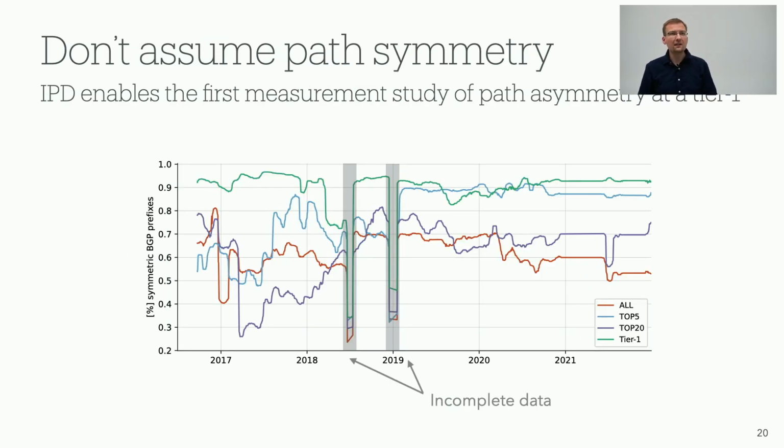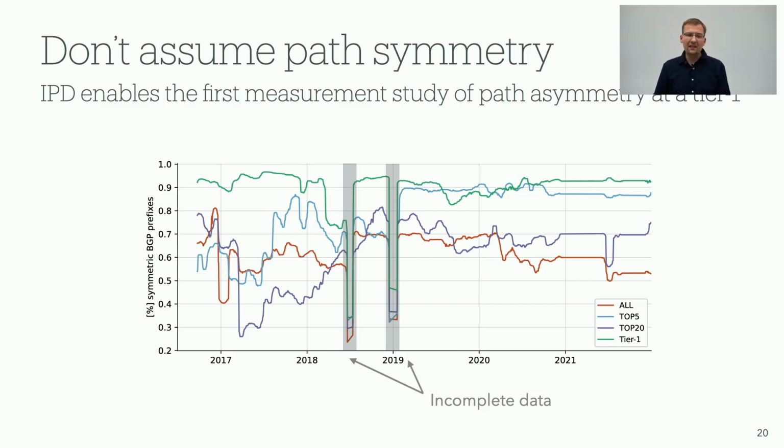Now, a second interesting perspective on the ingress point detection is that it enables us to run the first measurement study on path asymmetry at a tier 1 ISP. Here we compared the ingress routers derived from the ingress point detection with egress routers that we obtained from BGP dumps for each prefix, and we show the symmetry ratio on the y-axis.